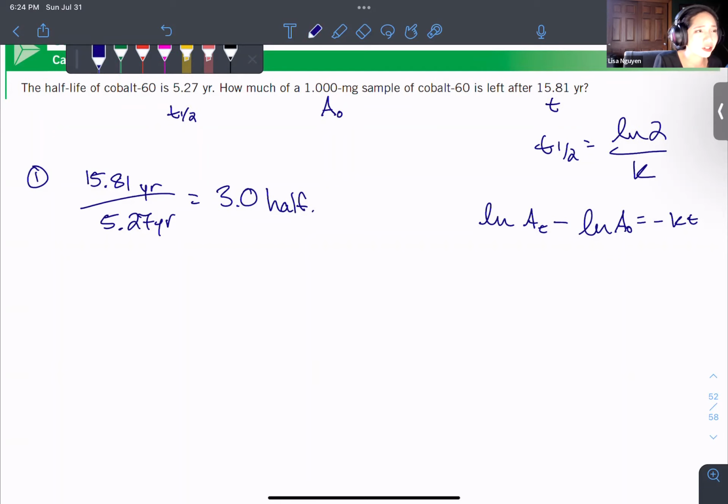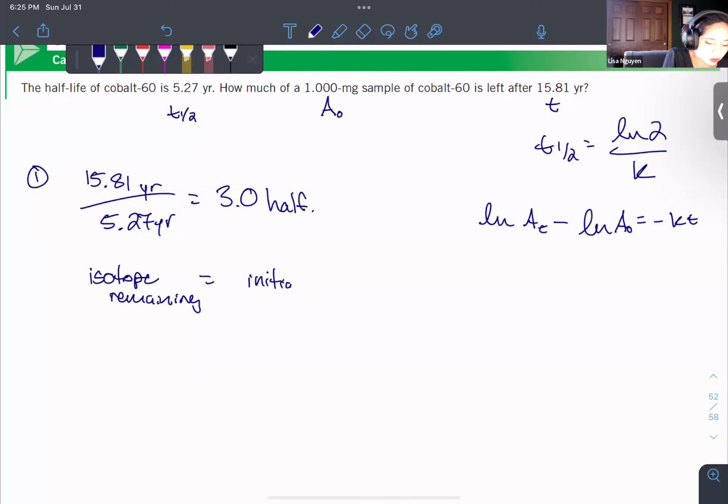I'm not going to teach them the integrated rate law in 1110, but how I teach it to them is that the isotope remaining after the time that has elapsed equals what you start with, the initial, times 1/2, or the halving action here, to the exponent of how many half-lives have elapsed.